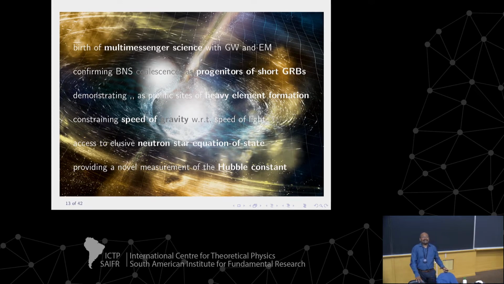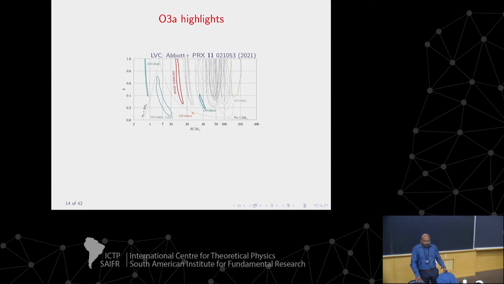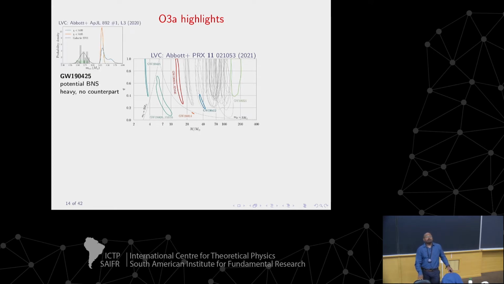Some of the more recent highlights from the third observing run were these detections from the first half of the third observing run. And among the exceptional ones is GW190425, which is a potential BNS, but we do not really know whether it is really a BNS because we could neither measure tidal parameters nor see a counterpart. However, its masses are consistent with it being a binary neutron star merger. However, it is a bit heavy compared to all other binary neutron star mergers which have so far been observed in electromagnetic astronomy.